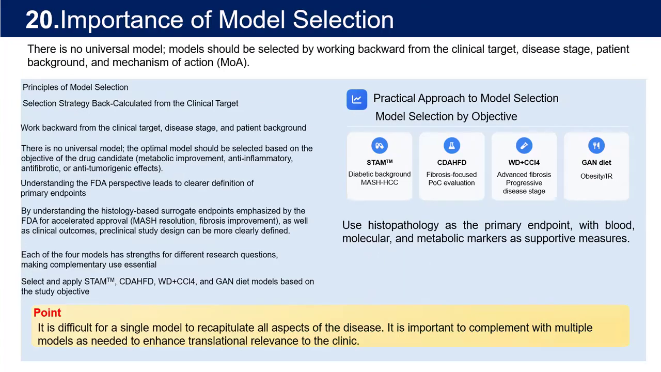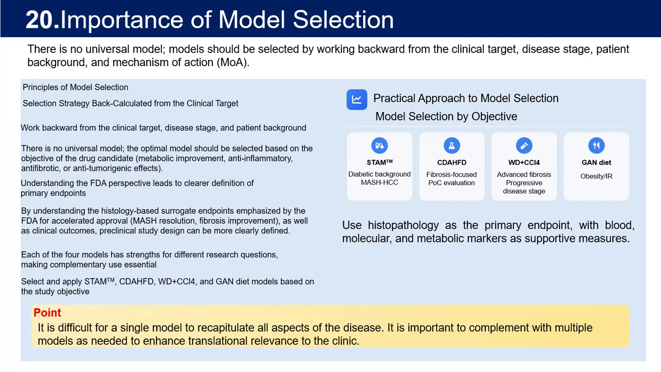And finally, I would like to explain the importance of model selection. As you have seen so far, each model has its own distinct characteristics and strengths. Key point is that there is no such thing as a one-size-fits-all model. Therefore, it is necessary to select a model by working backward from objective, taking into account the clinical target, disease stage, patient background, and the drug's mechanism of action.